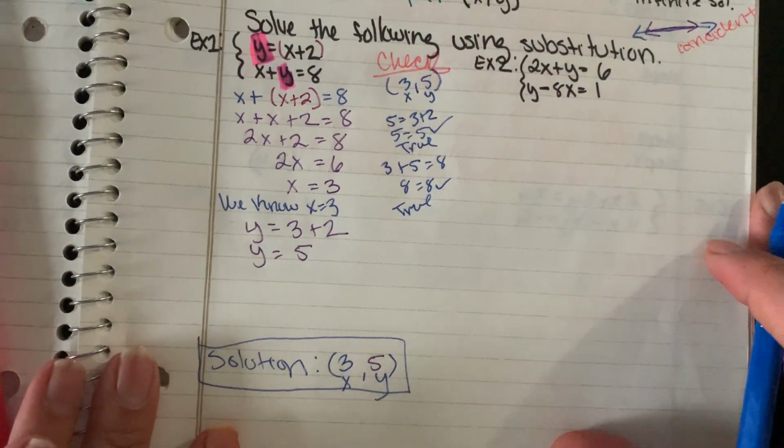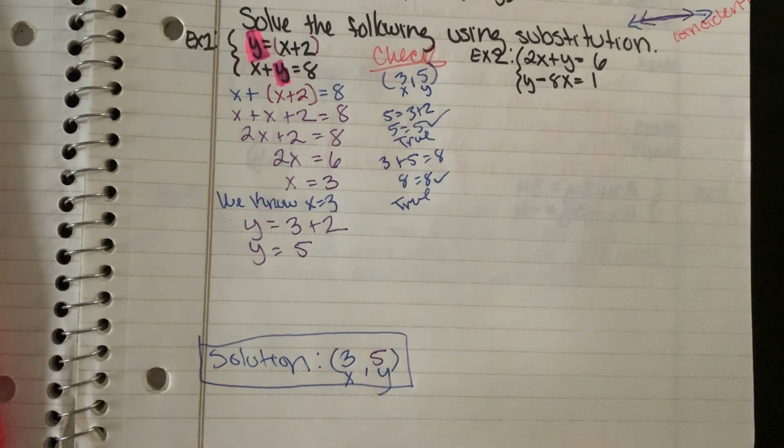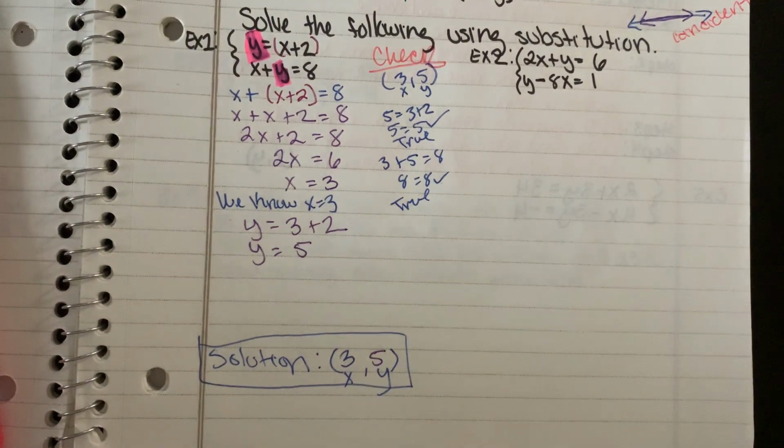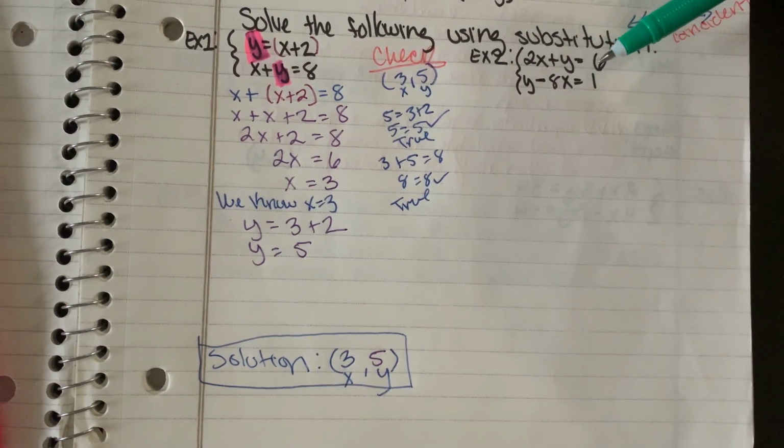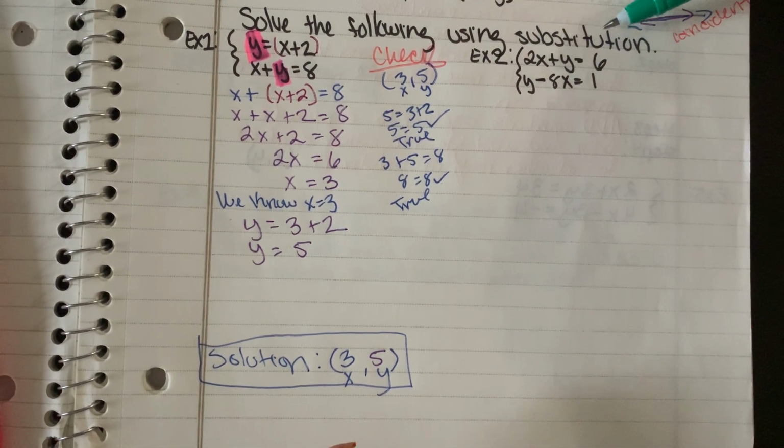Okay, example 2. For example 2, you would notice that I do not have a variable that's isolated. I don't have a y equals blah or an x equals blah. So what you're going to do is isolate a variable you choose. Remember, it can be x or y.